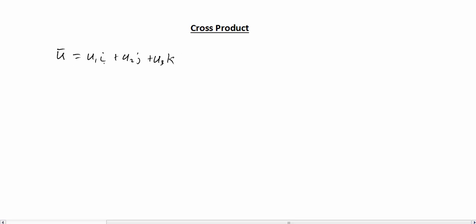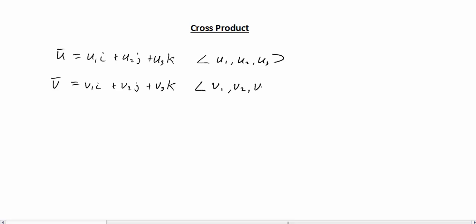So vector u is u1 i plus u2 j plus u3 k, and then our second vector v, we'll call that one v sub 1 i plus v sub 2 j plus v sub 3 k. Keep in mind, in component form, we basically have the vector with components u sub 1, u sub 2, and u sub 3, or v sub 1, v sub 2, v sub 3. So whether we write it in i, j, and k or in component form, these are our two vectors.